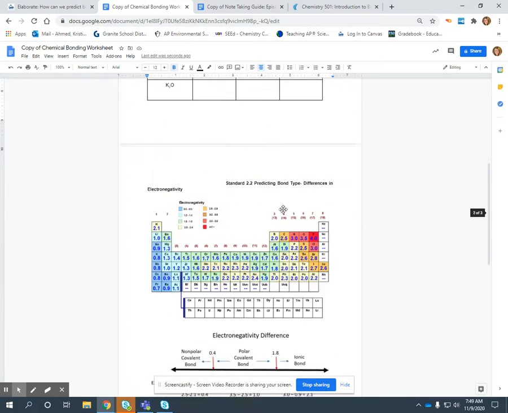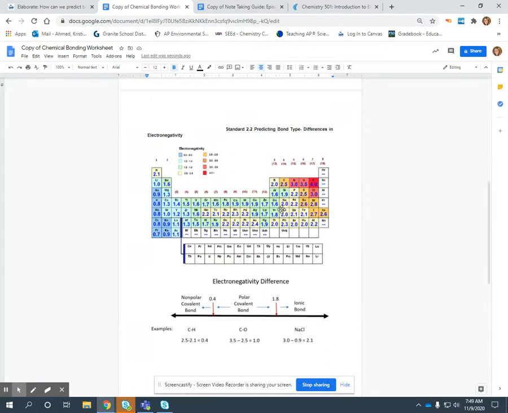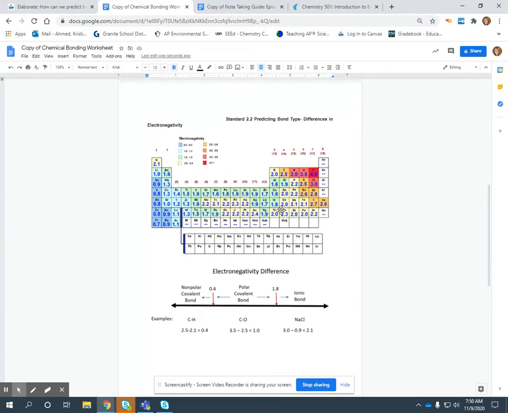And then at the bottom, you guys are going to make these predictions based on electronegativity difference. In the video, it explains what electronegativity is and electronegativity difference. But if we take these values in the periodic table and subtract them, then you can calculate whether or not the bond is going to be ionic, polar covalent, or non-polar covalent.